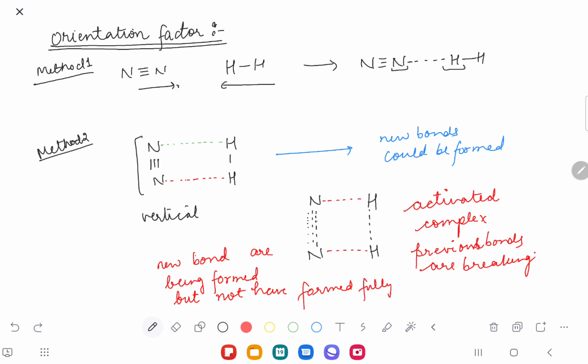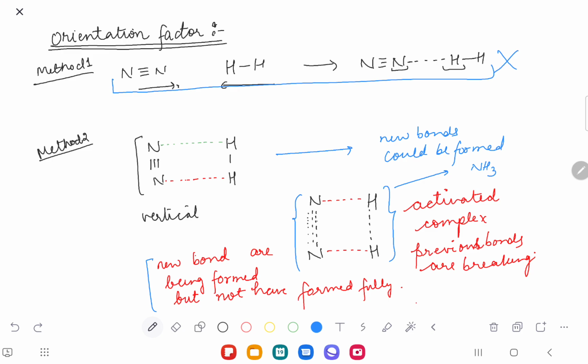Are you understanding? So what would happen then? The situation would be like this, and then finally this would convert into products where you would have ammonia and all the previous bonds would break. So I would say that in the first orientation, no reaction would take place, but in the second orientation, the reaction would take place. No matter how fast the collision was in case one, still no products would be formed.